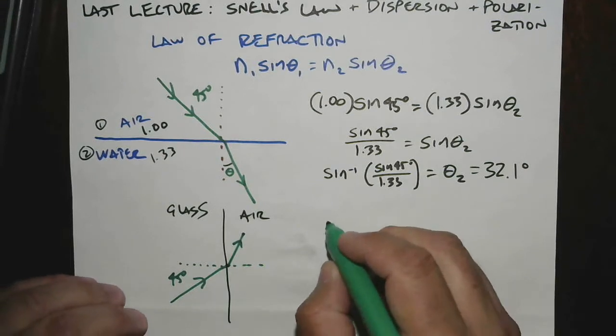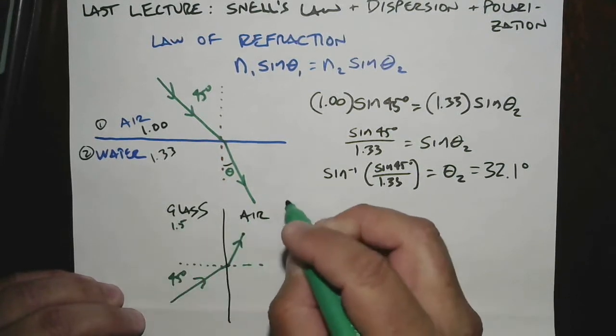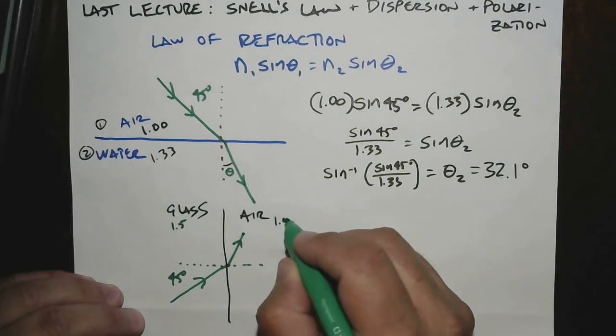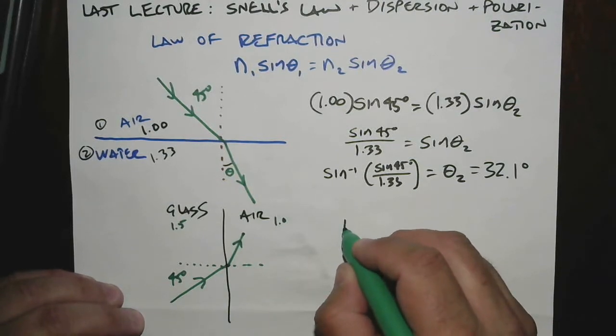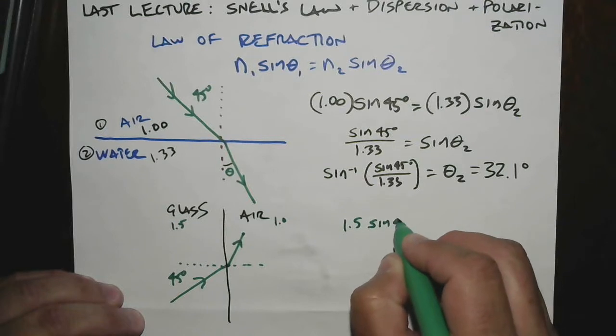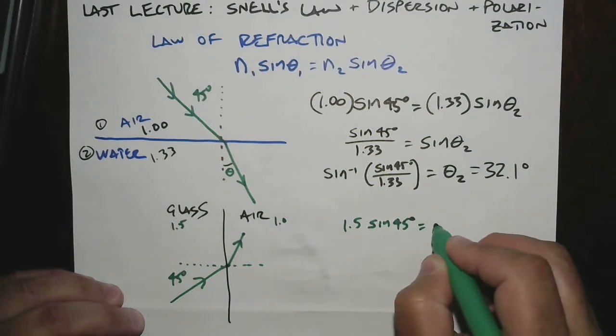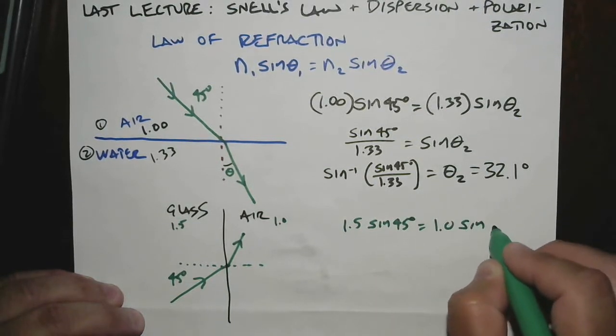So glass has an index of refraction of 1.5 or so. Air is 1.0. So we're going to say 1.5 times the sine of 45 degrees equals 1.0 times the sine of theta 2.